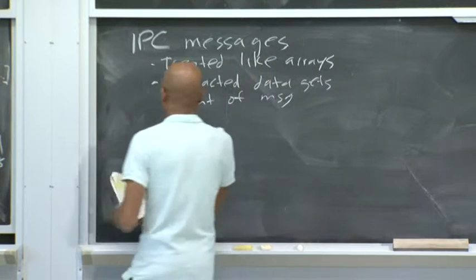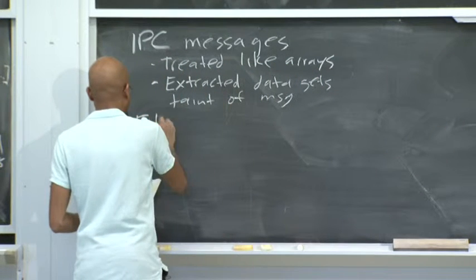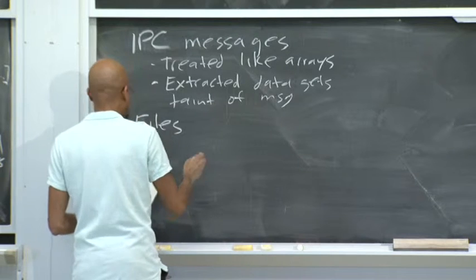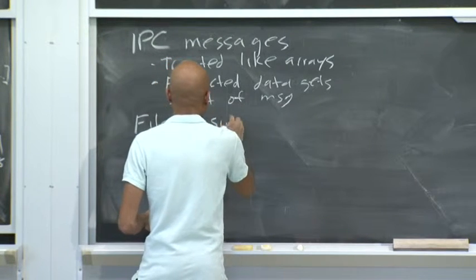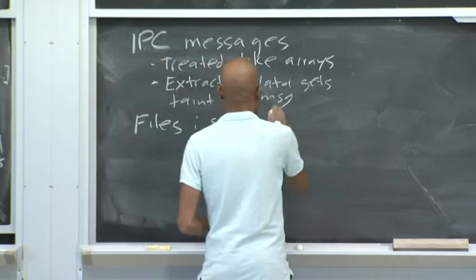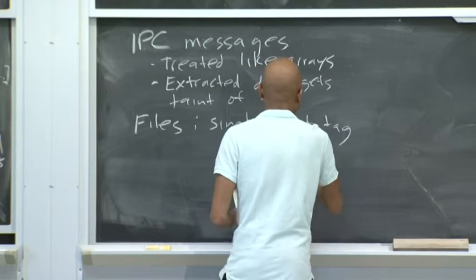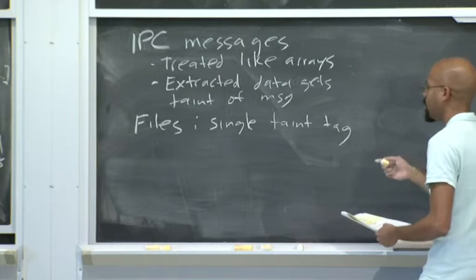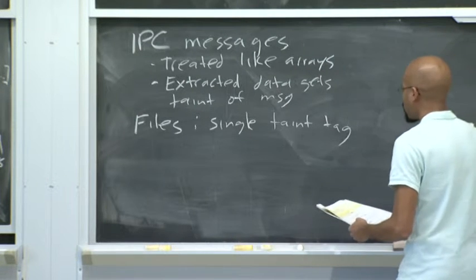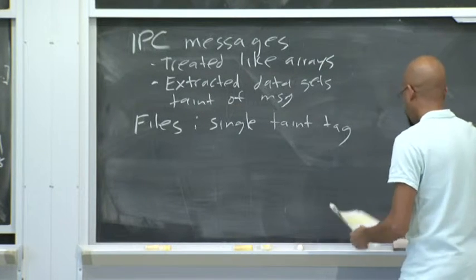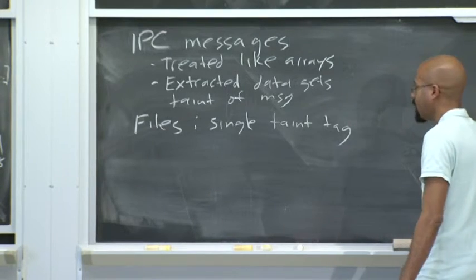Another resource you might worry about is how files are handled. Once again, each file gets a single taint tag. And that tag is essentially stored alongside the file in its metadata on stable storage, like the SD card or whatever. And so this is basically the same conservative scheme that we've seen before.